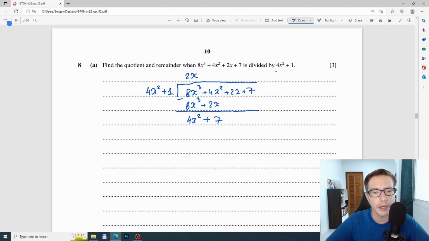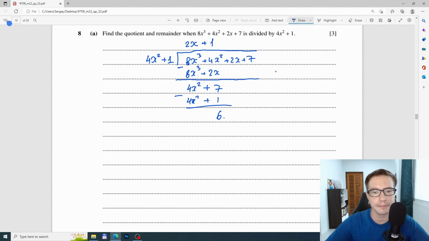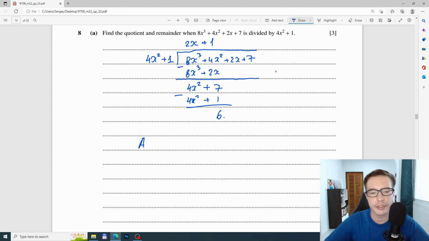Okay, now I will have to multiply 4x squared by 1, obviously, to get 4x squared. And when I do so, I will get 4x squared plus 1. Subtract the polynomials again, and we'll get 6. So this is the remainder. And we're ready for the final answer. So our quotient is 2x plus 1. And the remainder is 6.